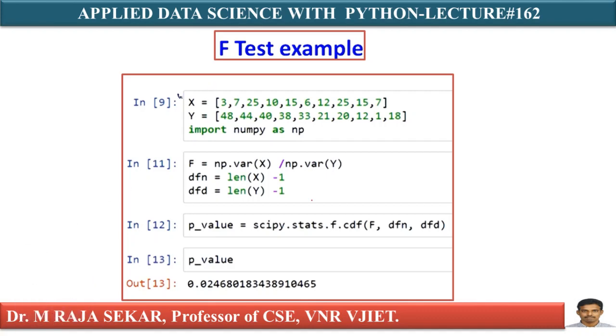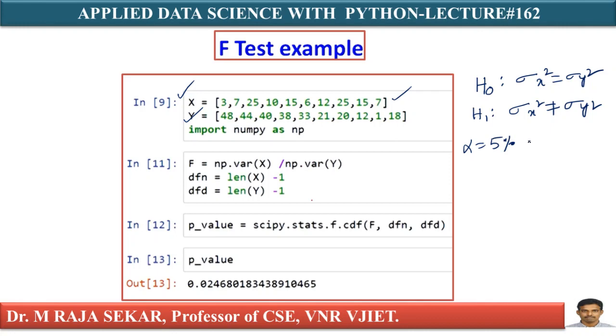I have an array x: 3, 7, 25, 10, 15. This is a population, capital X, and y is another population: 48, 44, like this. Here let me assume H0 is the null hypothesis: sigma x square is equal to sigma y square. My alternative hypothesis is sigma x square is not equal to sigma y square. Let me choose alpha equal to 5%, that is, 0.05 level of significance.